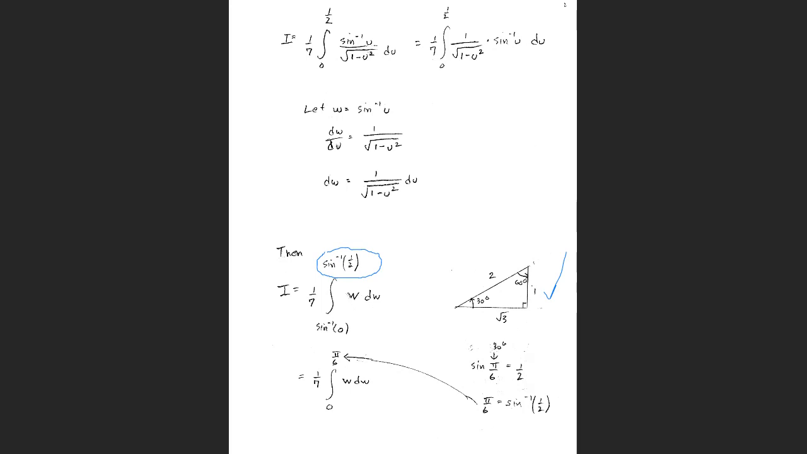And the sine of 30 degrees, well, sine is opposite over hypotenuse. The hypotenuse here is 2, and the opposite side is 1 if I pick the 30 degree angle. So the sine of 30 degrees, or pi over 6, is a half. That means pi over 6 is the arc sine of a half, and so that's why I have pi over 6 here.